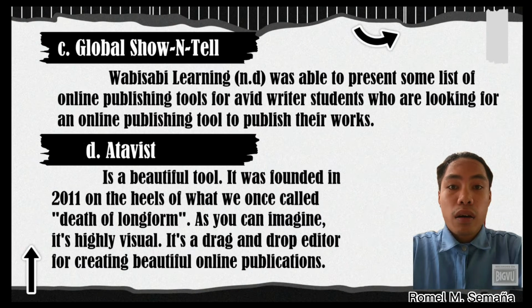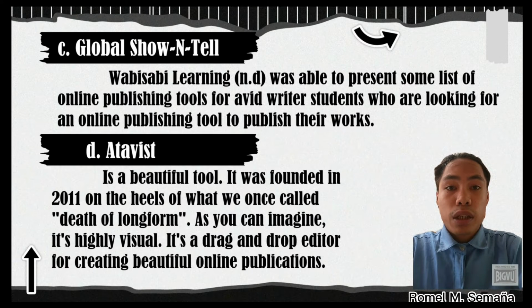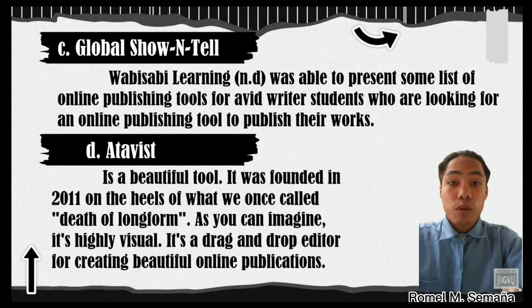Global Show and Tell, or www.telenote.com. Wabi-Sabi Learning was able to present a list of online publishing tools for avid writer students who are looking for an online publishing tool to publish their works. www.activist.com is a beautiful tool. It was founded in 2011 on the heels of what we once called the death of long form. So the students have total design power here. They can submit assignments with Visual Fair and do presentations and journaling too.